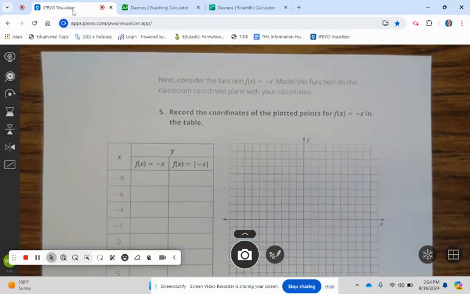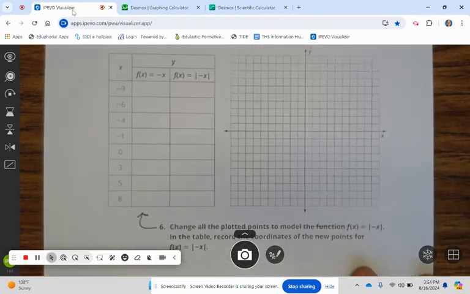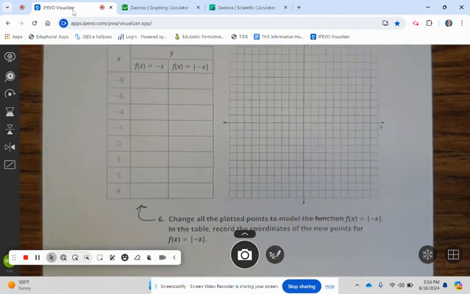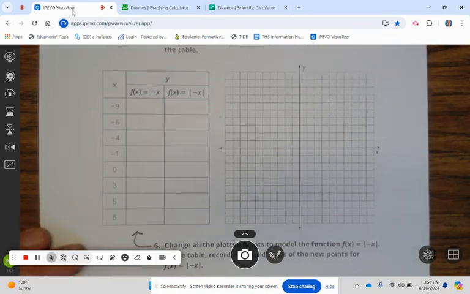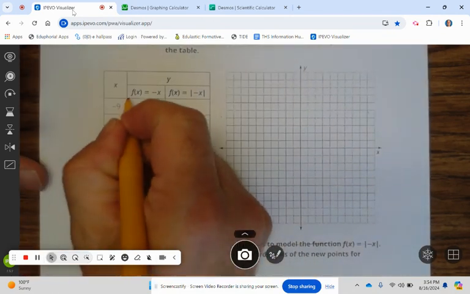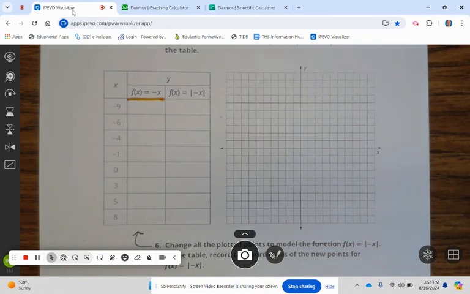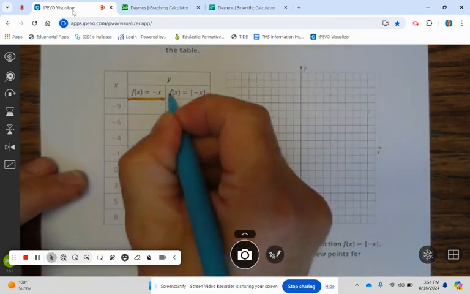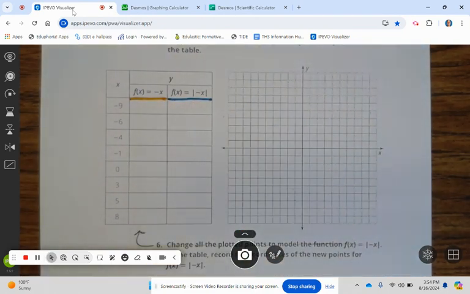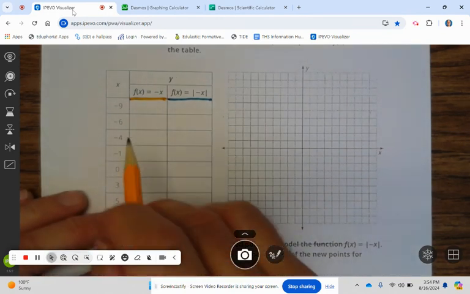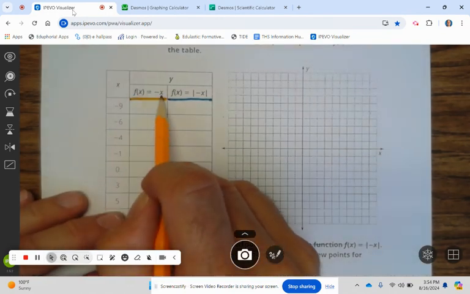Next, consider the function f of x equals negative x. Model this function on the classroom coordinate plane with your classmates. Okay? So, and again, let's just do this in yellow, and then let's do this in blue. So, we're basically plugging in 9 for x.